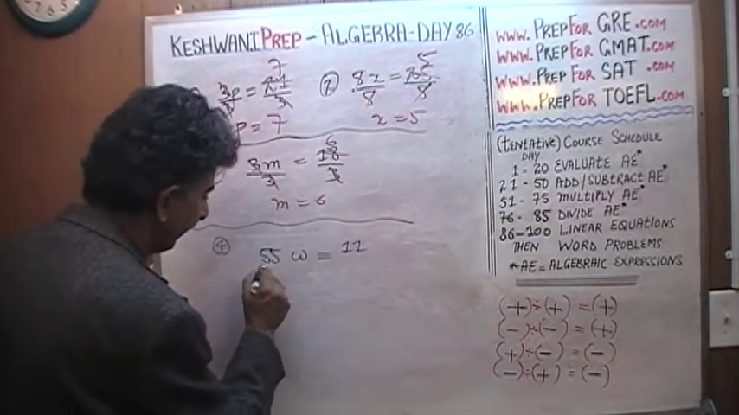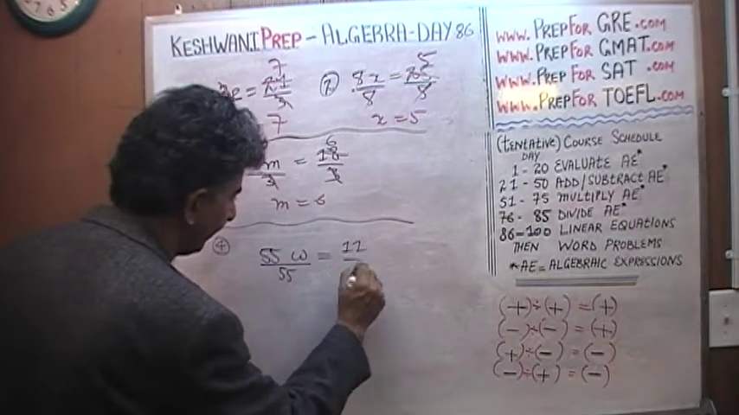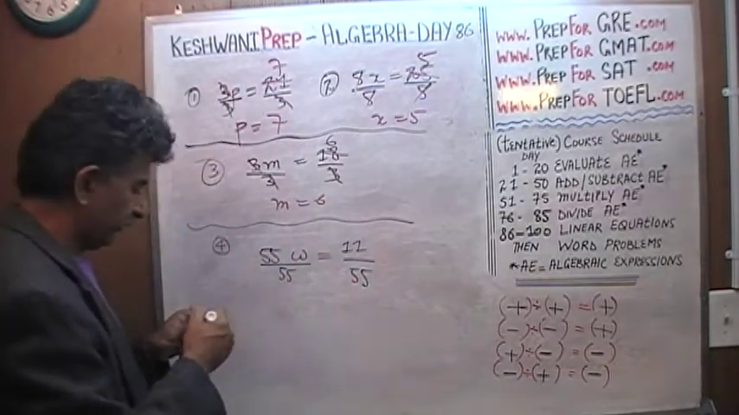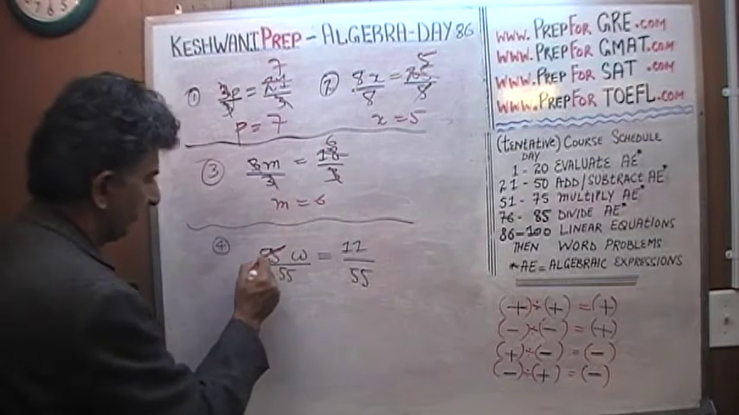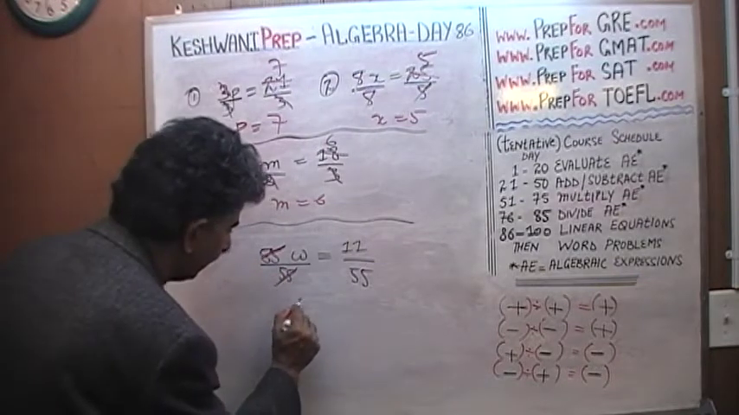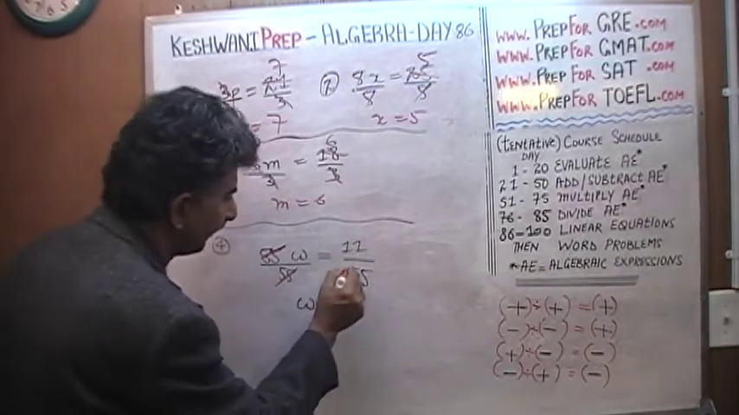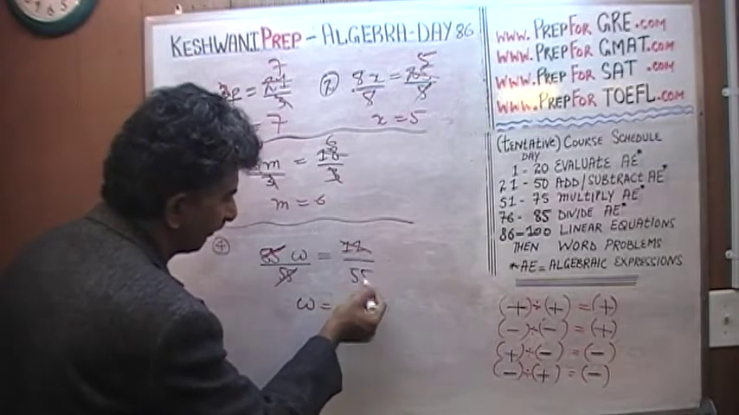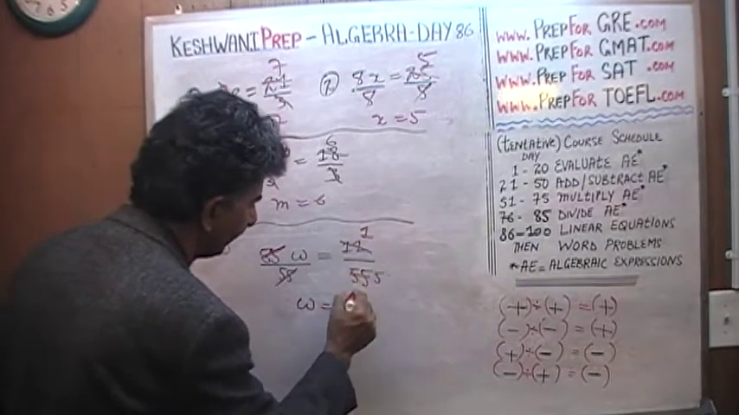To get rid of the 55, divide both sides of the equation by 55. As you divide both sides of the equation by 55, this 55 on the top cancels out this 55, and your w equals 11 over 55. You divide top and bottom by 11, so you end up with 1 over 5. The answer is 1/5.